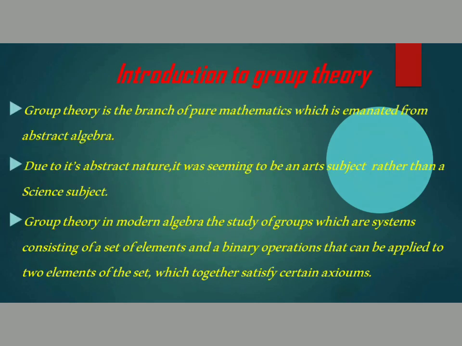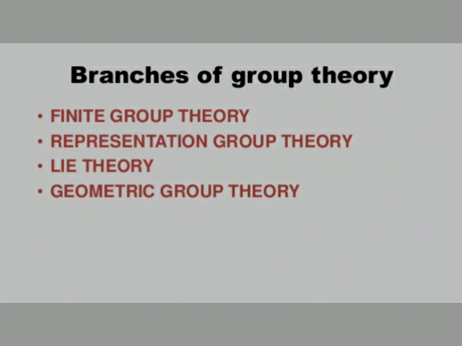Next, introduction to group theory. Group theory is the branch of pure mathematics which emanated from abstract algebra. Due to its abstract nature, it seemed to be an art subject rather than a science subject. Group theory in modern algebra is the study of groups, which are systems consisting of a set of elements and a binary operation that can be applied to two elements of the set, which together satisfy certain axioms, that is closure, associativity, identity and inverse.